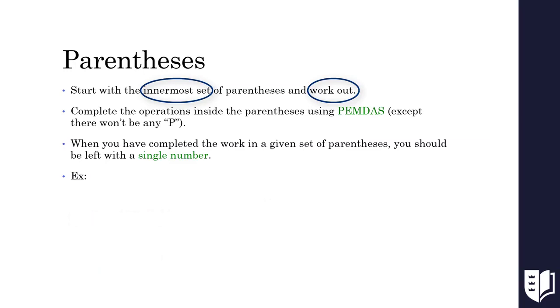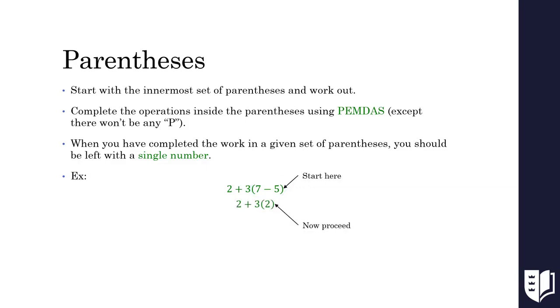When we finish working inside the parentheses, we should be left with a single number. In the following example, we see how to apply this step. We are given 2 plus 3 times the quantity 7 minus 5. We need to subtract the 5 from the 7 before we can move to the next step. This gives us 2 plus 3 times 2.